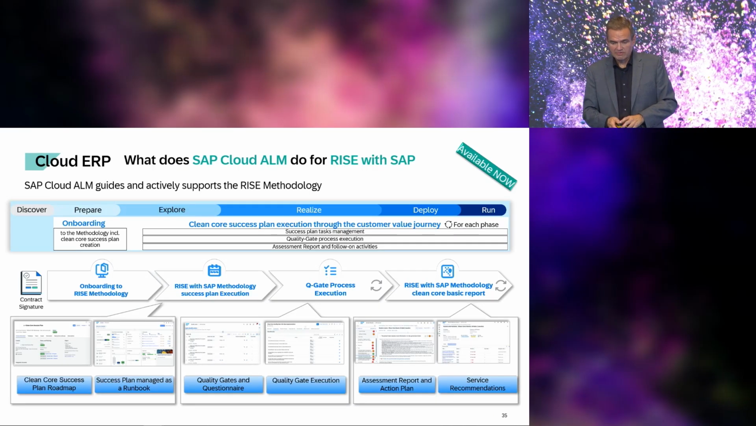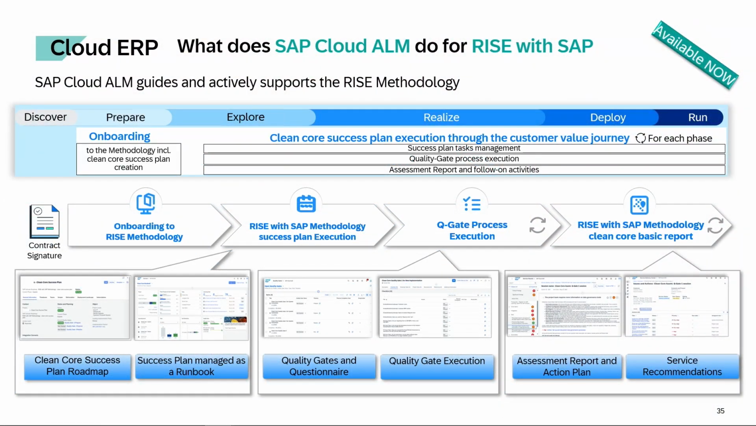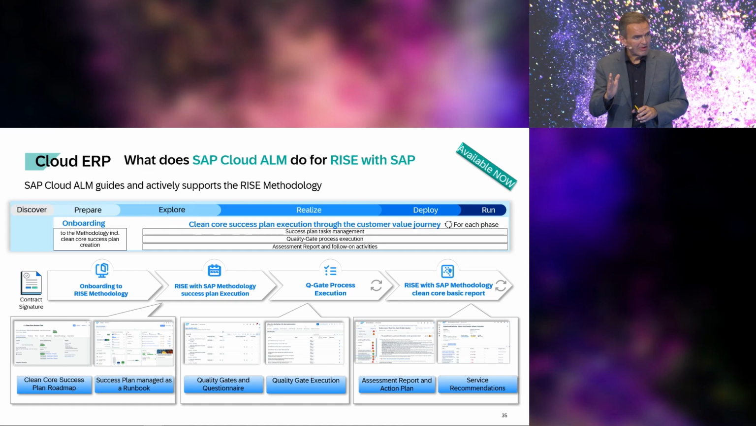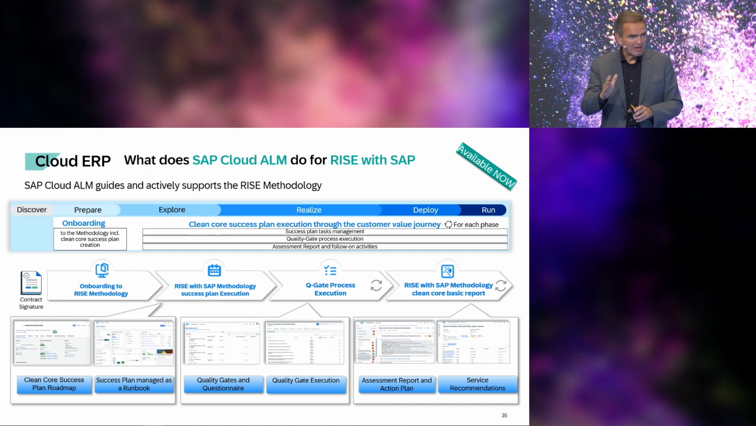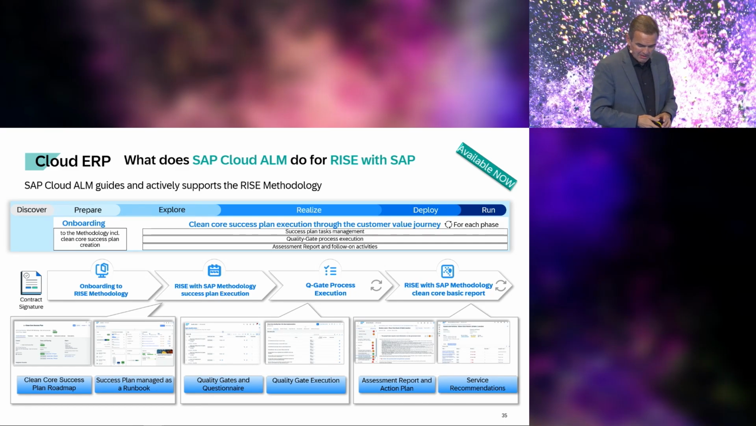Consequently, and that was already presented, we do a full RISE methodology implemented in Cloud ALM. It's very important that we come with a full new methodology for RISE. Because yes, we have to onboard the RISE methodology, we have to get the clean core success map, the roadmap, the plan, the technical evaluation of your system, and all the KPIs sorted by priorities, and get your plan together, so that you have a plan to run for execution on clean core.